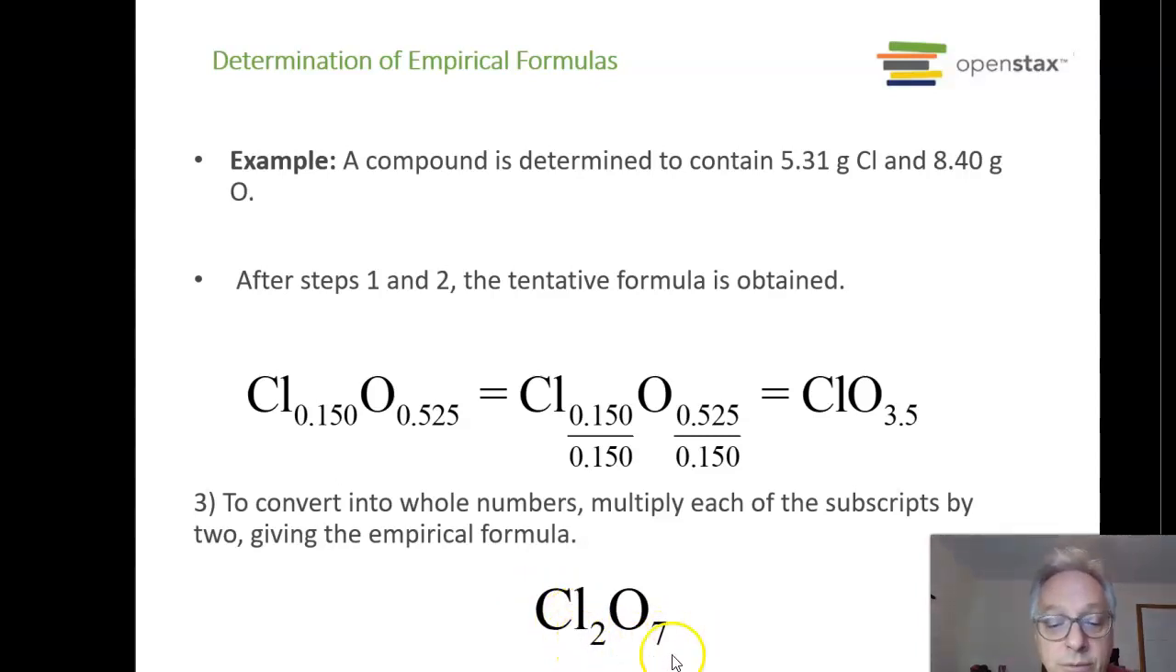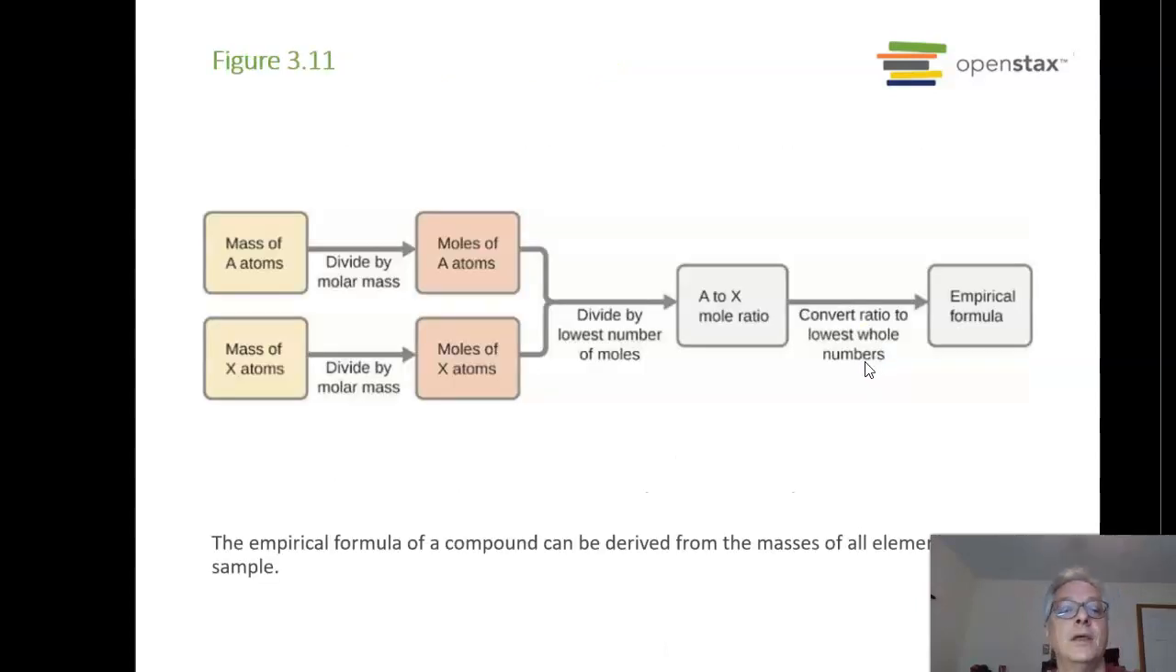So again, this is the empirical formula. They have to be whole numbers, and this is the smallest whole number ratio between chlorine and oxygen. We don't know if this is the same as the molecular formula. It could be Cl4 O14. All we know is that it's a 2 to 7 ratio.